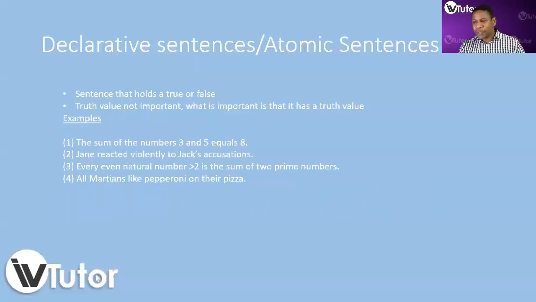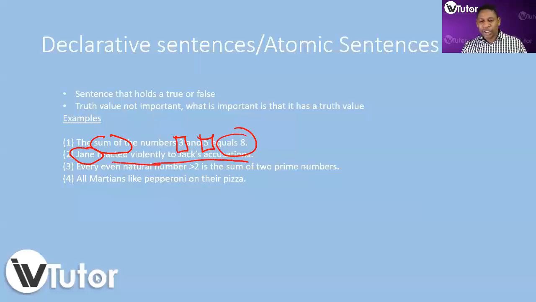So if I come here, what is the subject? We've got two subjects here, 3 and 5, and the description is that the sum of these two subjects equals 8. Jane is the subject, and her reaction to Jake's accusation is the description. "All Martians like pepperoni on their pizza." The subject is Martians, and the description is liking pepperoni on their pizza. So those are what we have as declarative sentences.